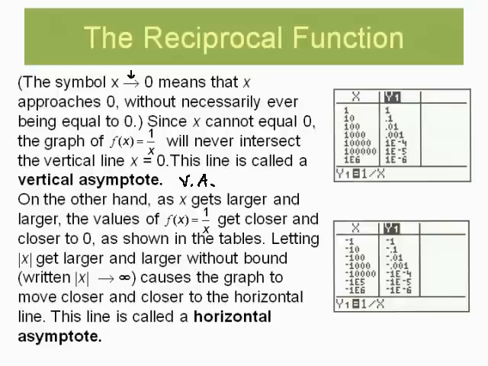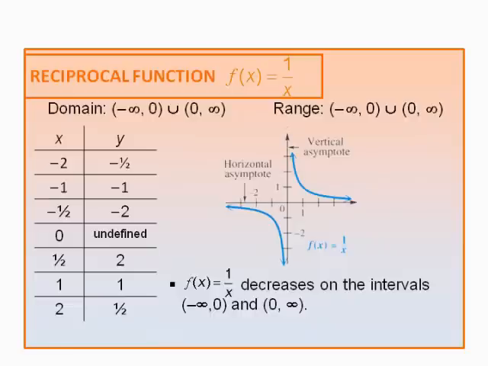On the other hand, as x gets larger and larger, the values of y equals 1 over x get closer and closer to 0, as shown in the tables. Letting the absolute value of x get larger and larger without bound is written as the absolute value of x approaches infinity, and it causes the graph to move closer and closer to the horizontal line. Now this line is called the horizontal asymptote, and I think some of you know what I'm going to abbreviate it. Looking up top there, the horizontal asymptote I'm going to call the HA. So we've got the VA and the HA.